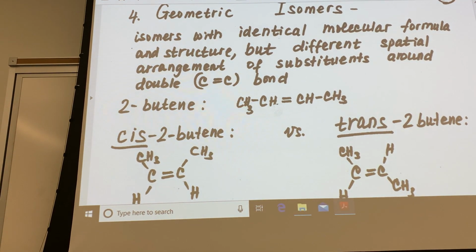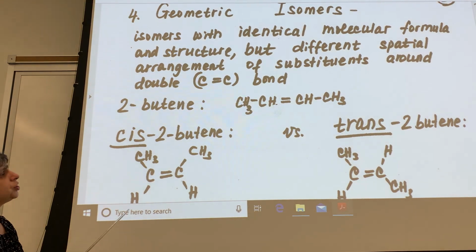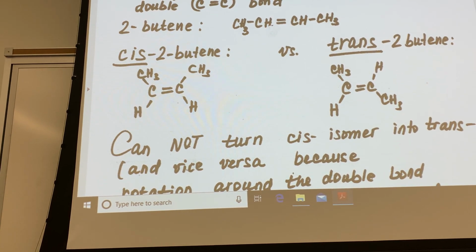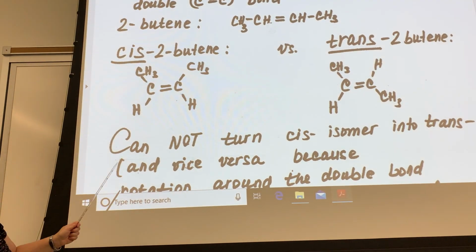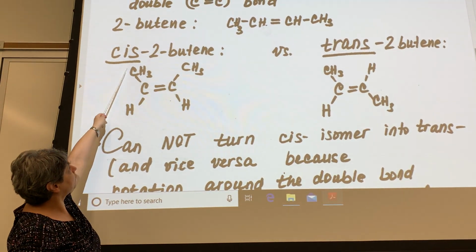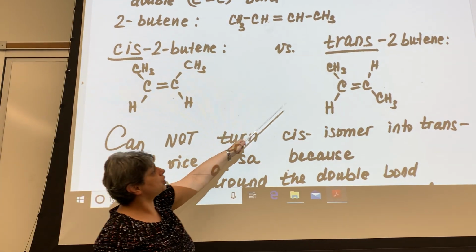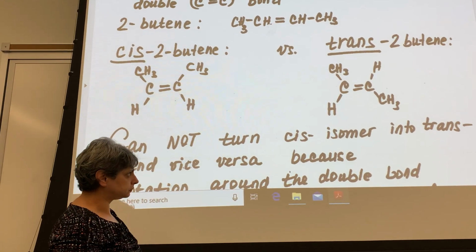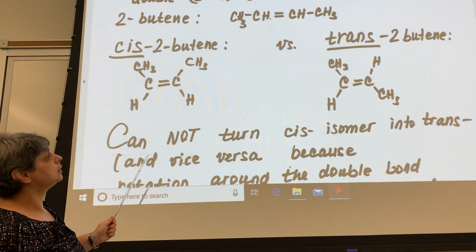So what happens when we get these geometric isomers? Well, what happens is we get them arranged in a different way around the double bond. So the 2 possible isomers we can have here would be a cis isomer versus a trans isomer. How do we distinguish between them? Well, according to the rules of nomenclature, the isomer where the larger groups, in this case methyls, are on the same side of the double bond would be considered the cis isomer. And when the 2 larger groups, again methyls, are on opposite sides of the double bond, that would be considered the trans isomer.